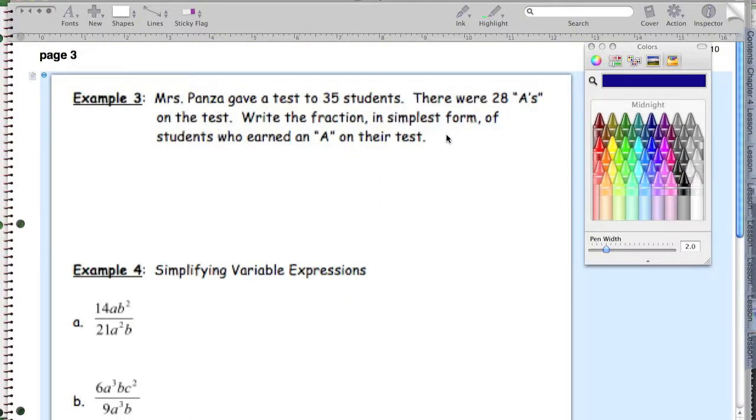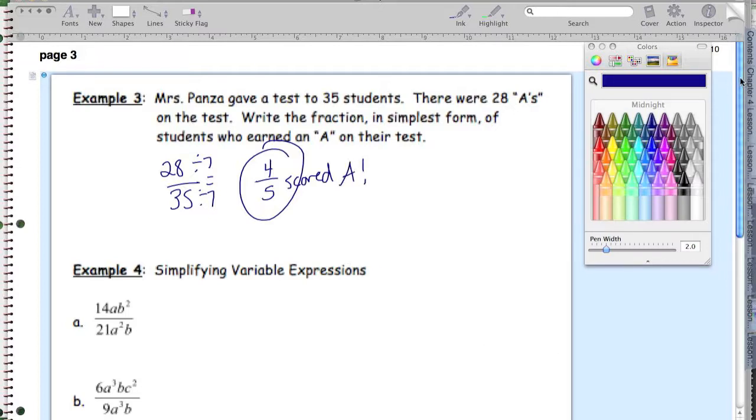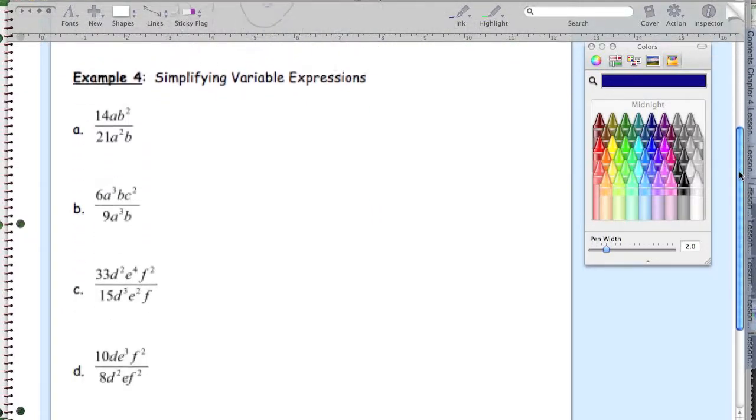Mrs. Panza gives a test to 35 students. There are 28 A's on the test. Write a fraction in simplest form of the students who earned an A on their test. So out of 35, we have 28 scoring A's. So we want to divide both of these by 7. And again, the more you do this, the better you're going to get at doing it in your head. But we find that 4/5 scored an A. Okay, and we'll talk later about turning that into a percentage.